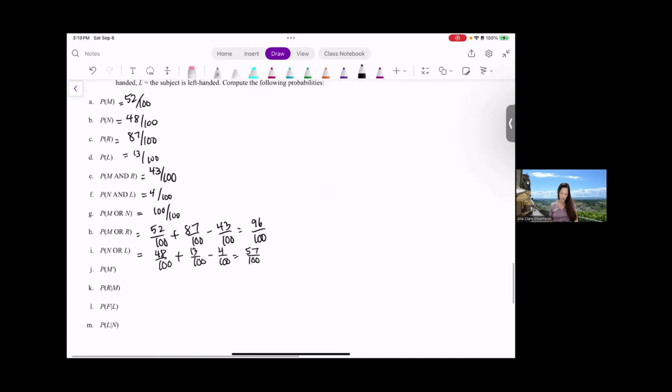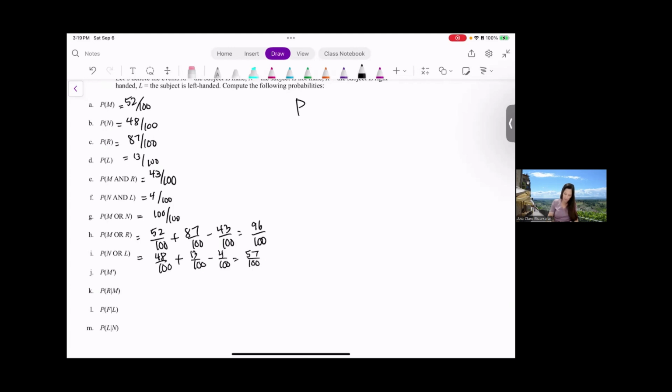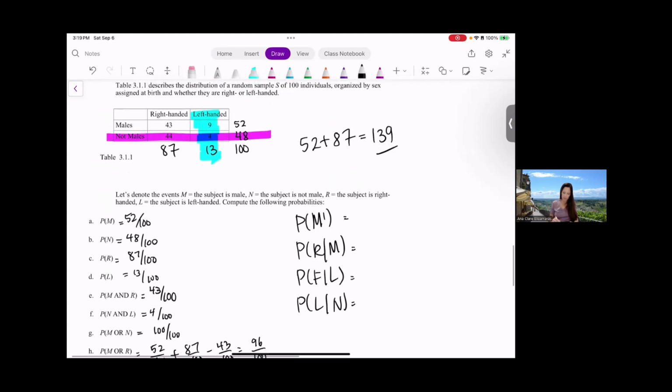My last few are, I'm going to put them up here so we can see the chart at the same time. We have a complement and we have conditional. Not M, so not male. All of the not males, that's 48 out of 100. But now I'm into conditions. And remember, it's the second letter that tells us what our condition is. So I want to know the probability of being a right-handed given I'm a male.